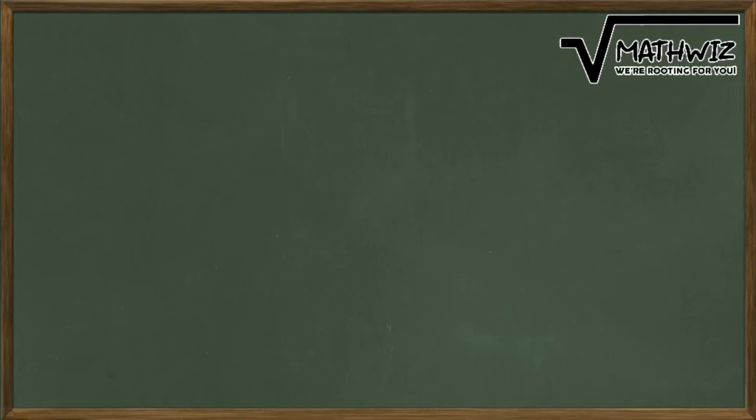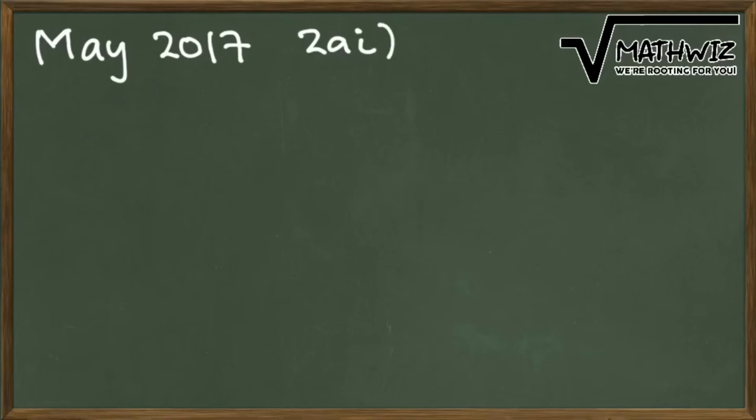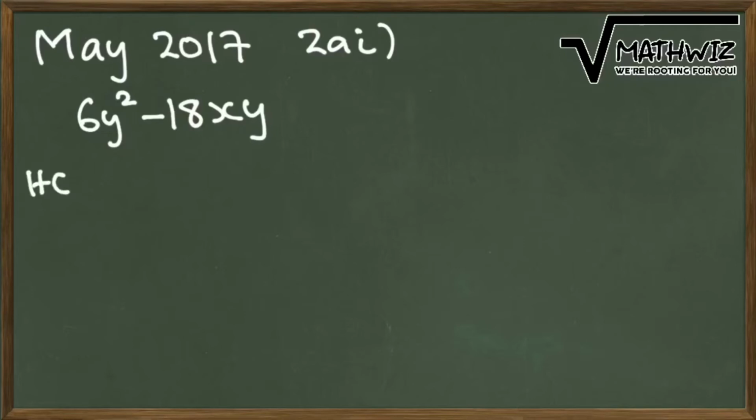All right, so the next one we're going to move on to is May 2017, and this is question 2AI, and it reads 6y squared minus 18xy. All right, so the first thing we do is to find the highest common factor of the numbers and letters.